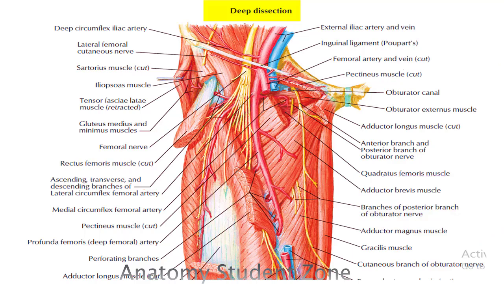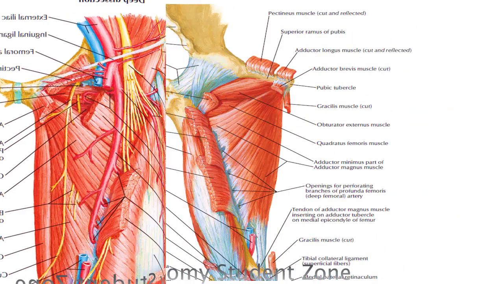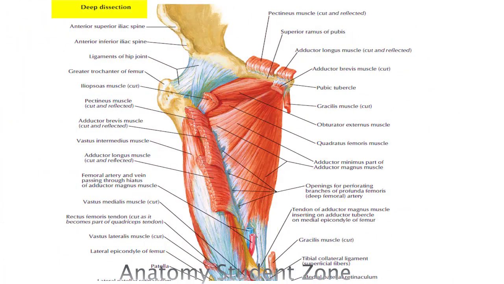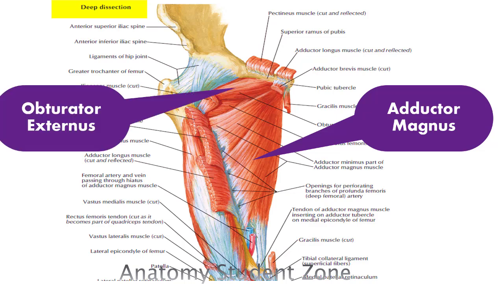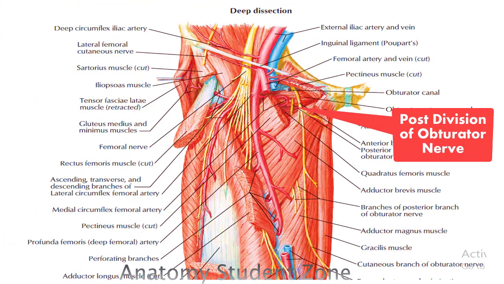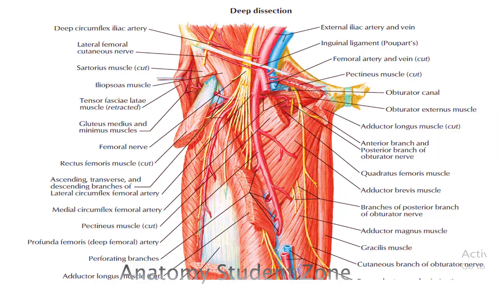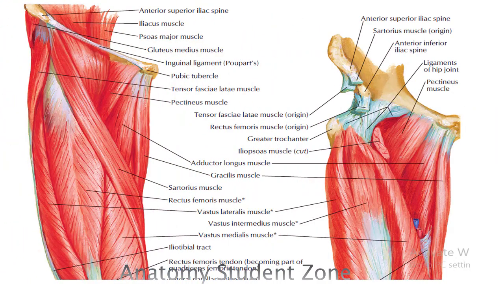In the deepest plane of the medial compartment of the thigh, the muscles located are adductor magnus and obturator externus. Both are the deepest muscles. They are supplied by the posterior division of the obturator nerve. We can see here the posterior division of the obturator nerve located on the surface of obturator externus muscle, which is pointed out here. Lying vertically along the medial side of the thigh is gracilis.